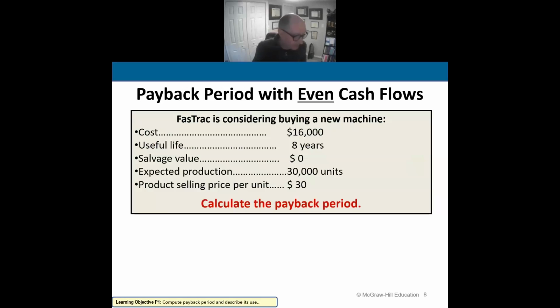Now here's an example. So we're looking to buy a new piece of machinery. The cost is $16,000. It has a useful life of 8 years. It has a salvage value of 0, meaning when I decide to sell it at the end of its useful life, it's not worth anything. I expect to be able to make 30,000 units with this piece of machinery. And the average sales price per unit that I make with this piece of machinery, I usually sell those for about $30 a piece. Let's calculate the payback period.